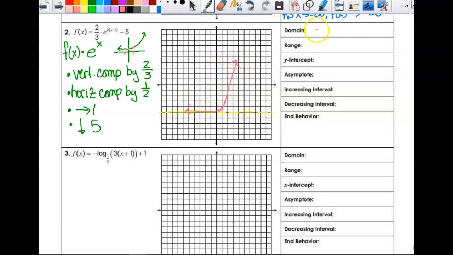All right, my domain is still -infinity to infinity. My range, I start at -5 and go to infinity. Y-intercept, I have one, but I didn't graph it, so I'm going to have to go calculate it in just a second. We'll come back to that. My asymptote is that y equals -5.